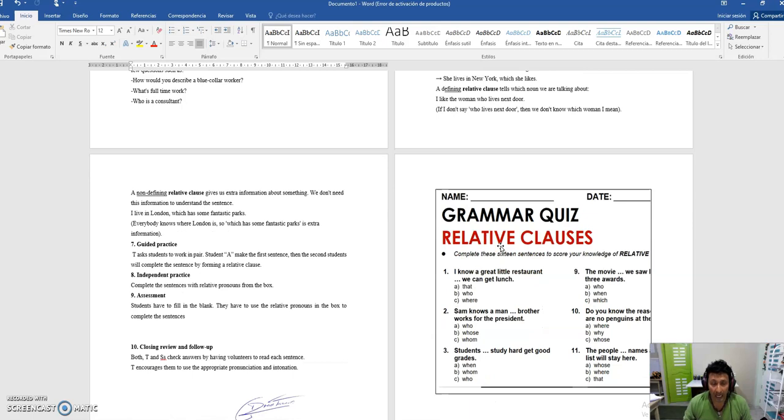Now the non-defining relative clause gives extra information about something. Pay attention to this. This is extra information about something, and here we don't need this information to understand the sentence. For example, I live in London, which has some fantastic parks. Everyone knows where London is, so which has some fantastic parks is extra information.